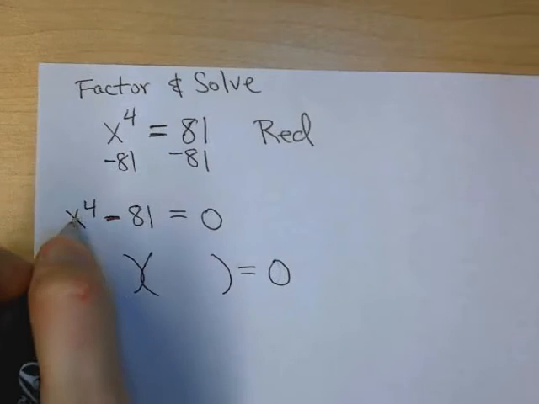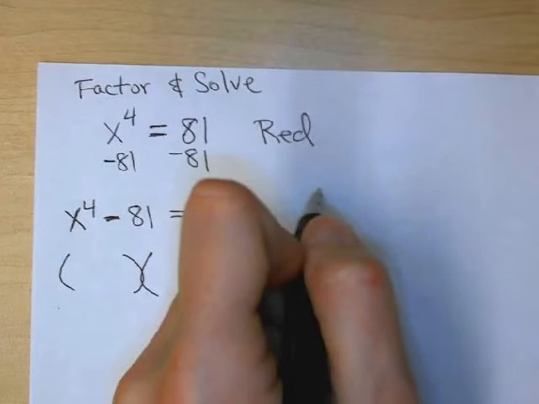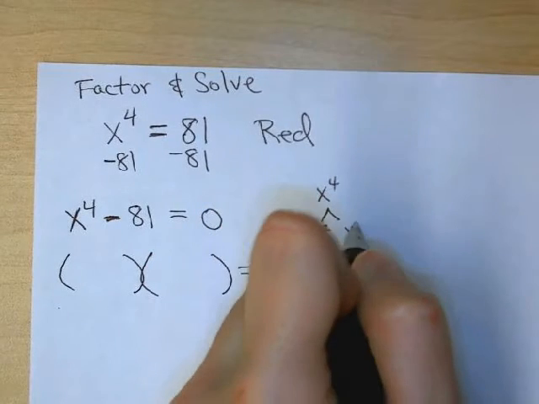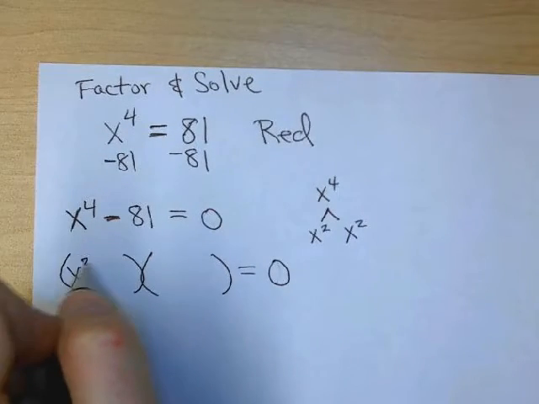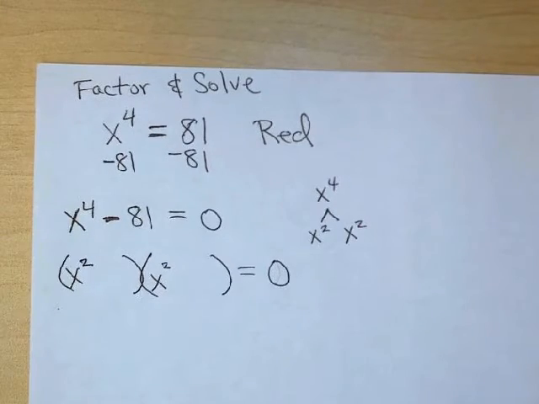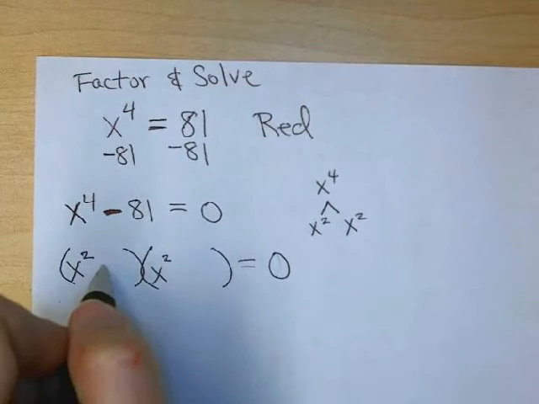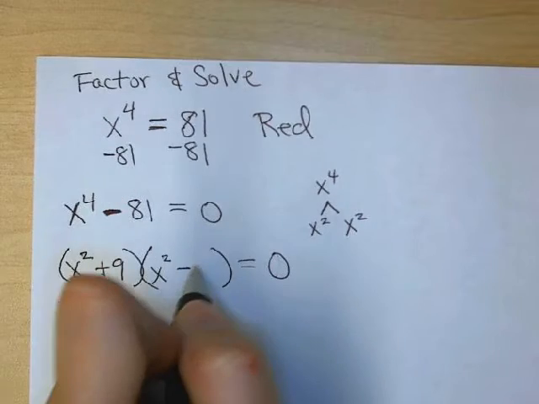So x to the fourth, you just have to think of breaking it apart. Like x to the fourth is x to the second times x to the second. So that's how you start it off. x to the second, x to the second. And what times what makes 81? Yeah, so you could put plus 9 and minus 9.